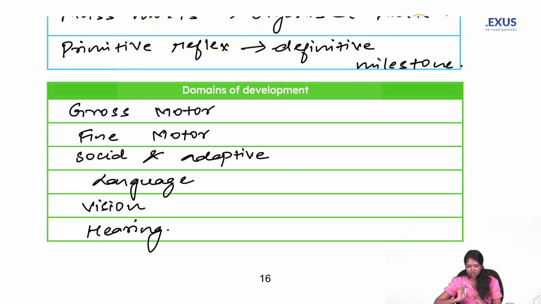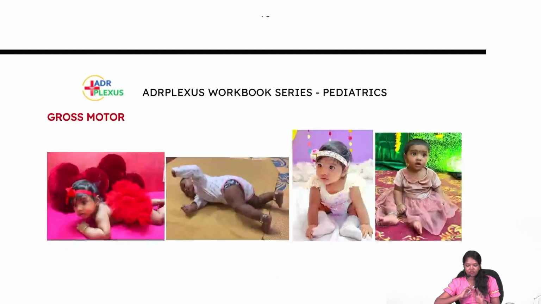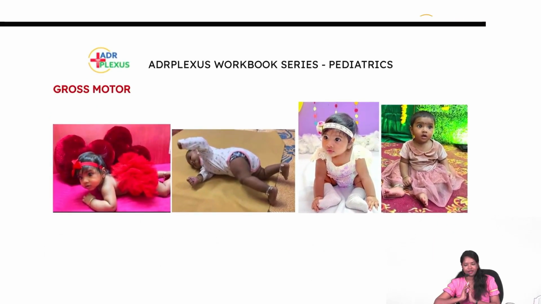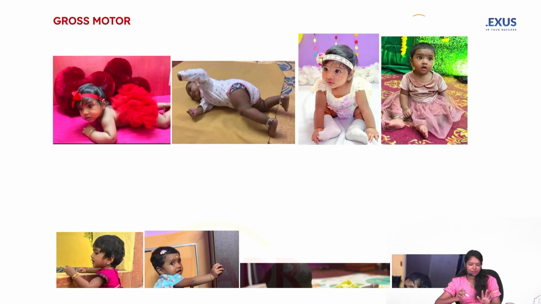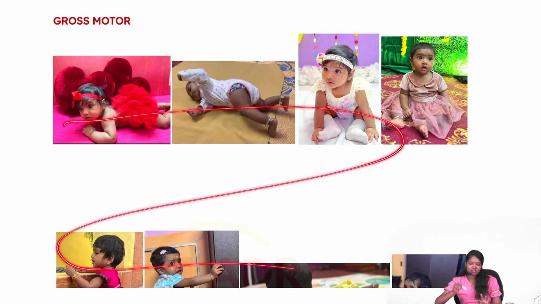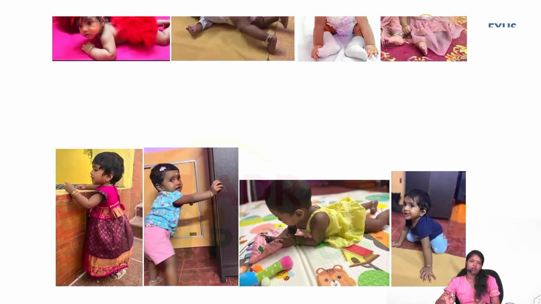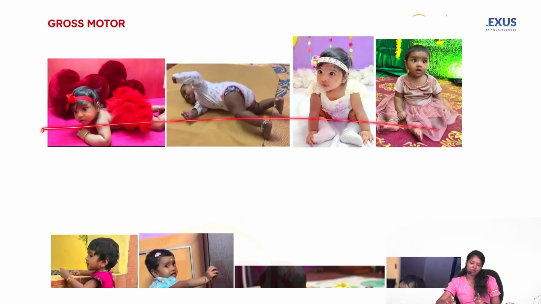Clear? Okay, so can we go into each and every domain? The first domain we are going to see is gross motor development. I told you, right? I will try to make it as simple as possible. This is the same baby whose photographs have been given from birth till 1 year of age. So we are going to see this baby's development from birth till 1 year of age. This baby's name is Liana. So Liana is going to help us in learning development.